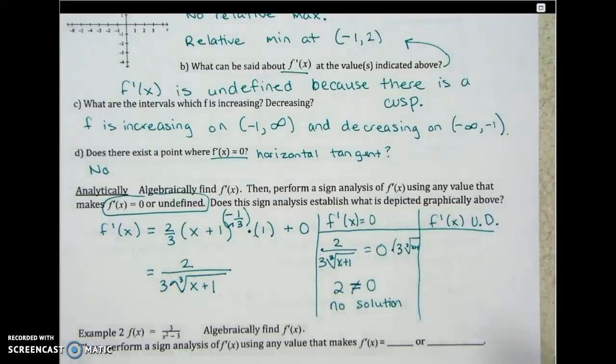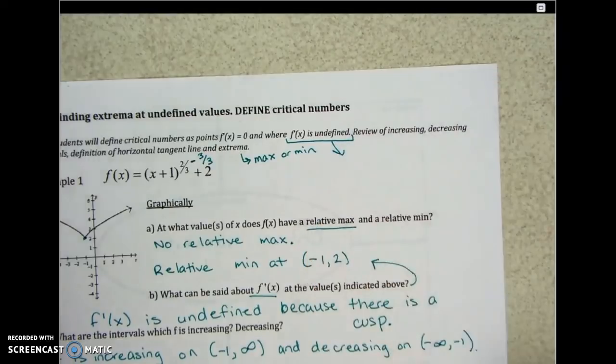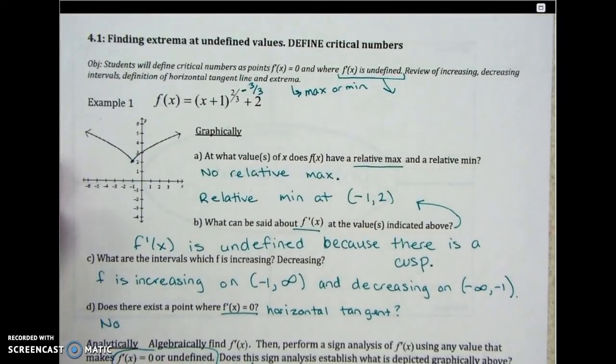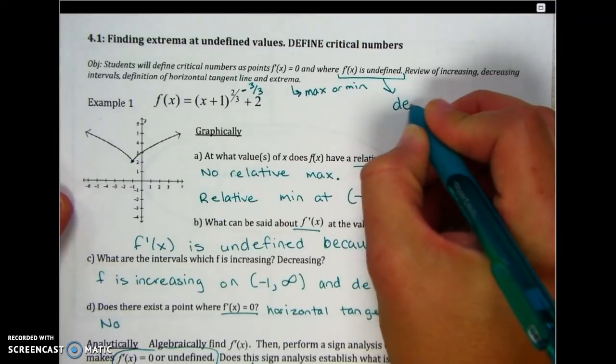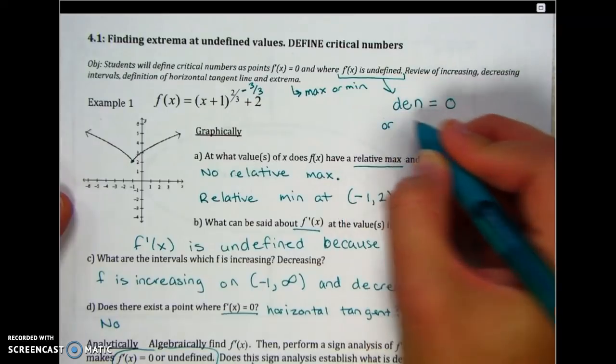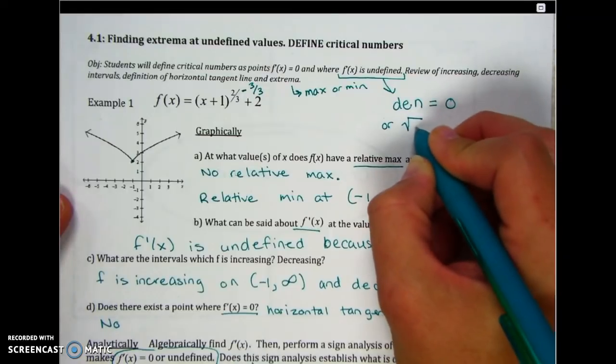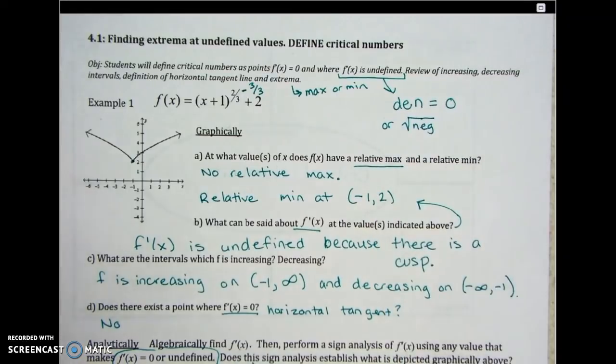How is something undefined? Two ways something's undefined. Ready? When the denominator equals 0, should we write this down? This is notes, right? Let's go up here. Do you see this undefined? Two ways a function's undefined that we'll talk about today: when the denominator equals 0, or if you have a square root, not a cube root, a square root of a negative number. You agree? Okay.